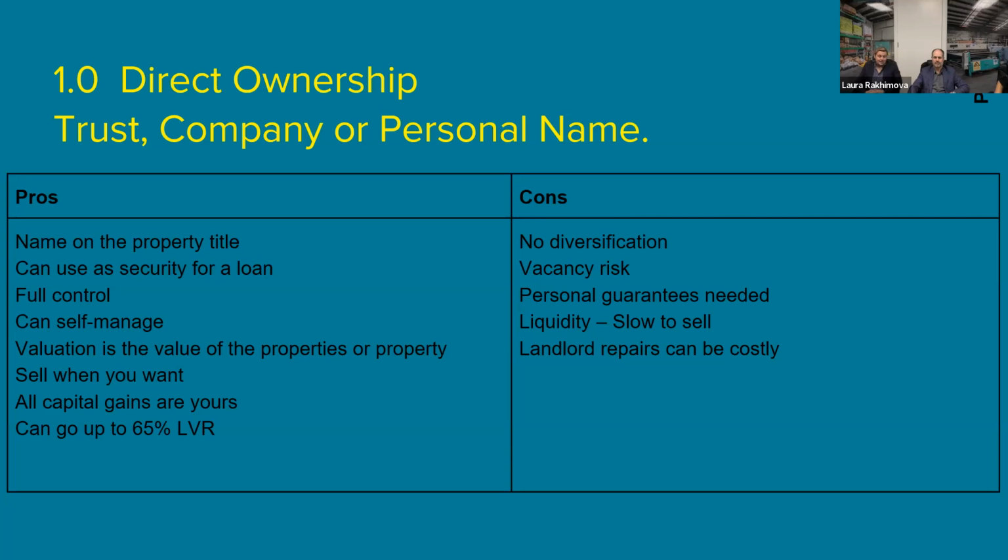And the last one is that landlord repairs can be costly. Given that you're a landlord or a direct owner, if there are significant repairs that may be needed, or CapEx, capital expenditure on the building that can't be passed on to the tenants, then you've got to be able to pay that yourself, and it can add up. So those are the cons of direct ownership, whether through trusts, companies, or in your own personal name.